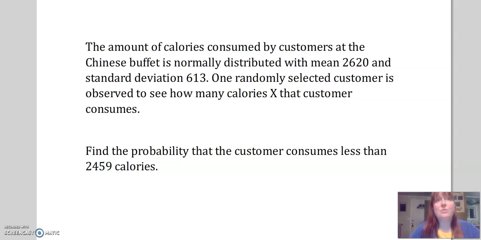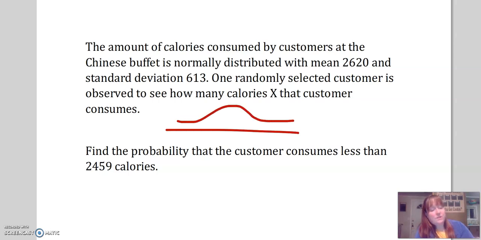So we're trying to figure out if we randomly select a customer, what do we know? The first thing we want to do is find the probability that we selected a customer that consumes less than 2,459 calories. So again, remember, this is statistics. We're taking lots of data from tons of people, and then we're going to put it onto a chart. In this case, it forms a normal curve, and we know that the average or the mean is 2620.